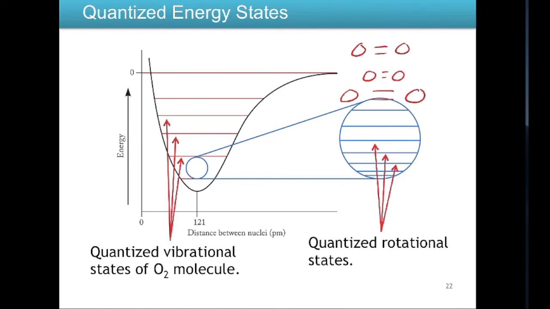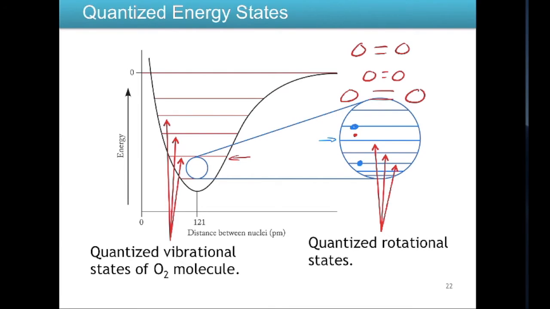So we have quantized vibrational states represented by the red lines. And in between each of those red lines are quantized rotational states, which are represented by these blue lines. So the oxygen molecule can only exist on one of these lines. So it can exist with that particular energy, it can exist with this particular energy, but it can't exist with an energy somewhere in the middle there.